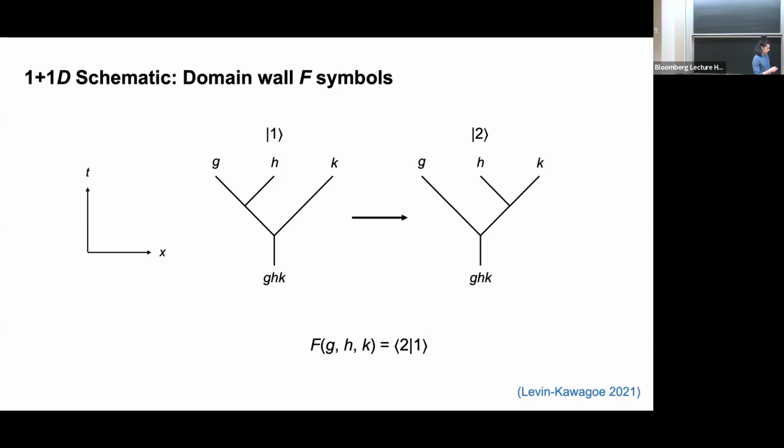In these diagrams, this is a space-time process where the horizontal direction is the spatial axis and the vertical direction is the time direction. The basic idea is that the domain wall F symbol is the phase difference between these two states.